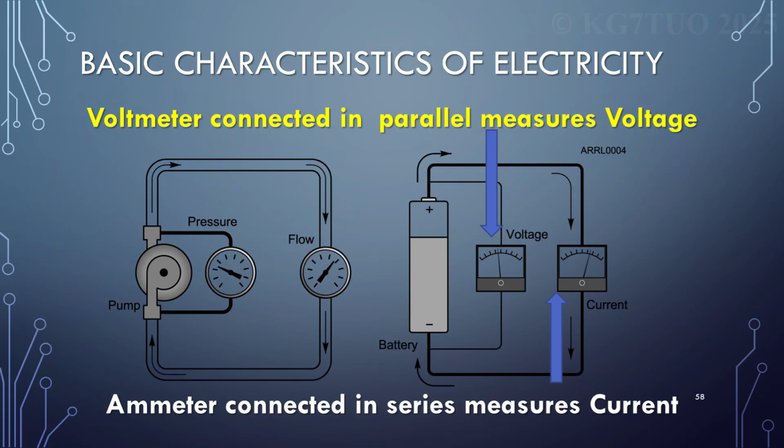All right, a voltmeter connected in parallel measures voltage. It's in yellow, so it's on the test. The ammeter connected in series measures current. You need to know that, but you don't need to know that for the test. So the question is, a voltmeter connected in parallel measures voltage. And the ammeter connected in series is yellow later. You will be tested on it.